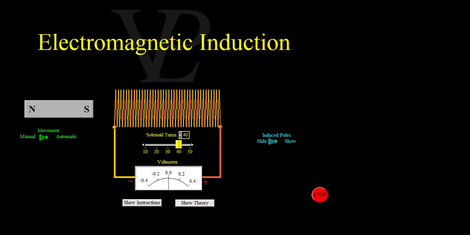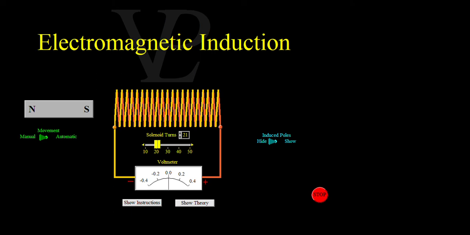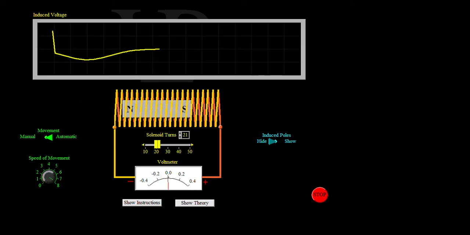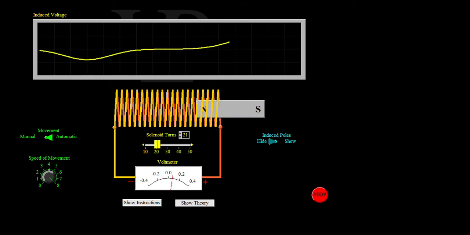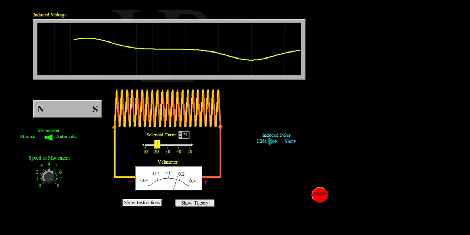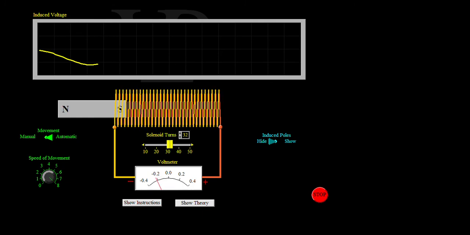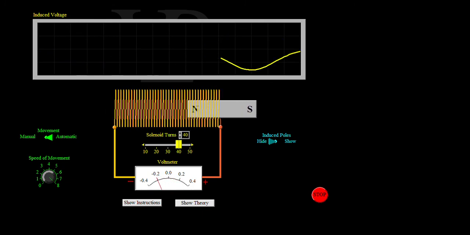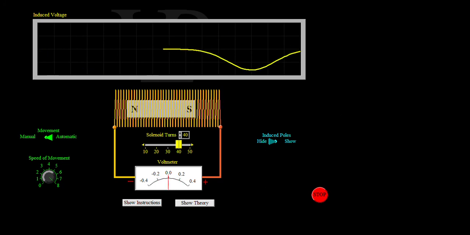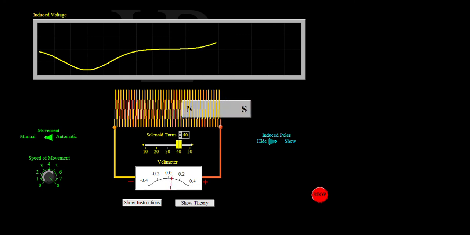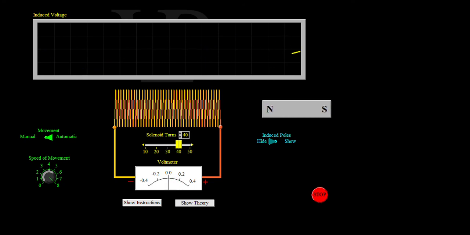Let's also then increase the number of turns. So let's start with 20 turns, and let's go with our automatic, and let's go with as fast as we can make it. So there we've got about 1.5 volts again. Let's go for twice as many turns. Now we've got about 0.3 volts. So the number of turns in the coil is changing the rate of change of the field through the coil.